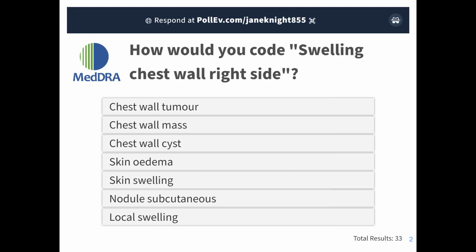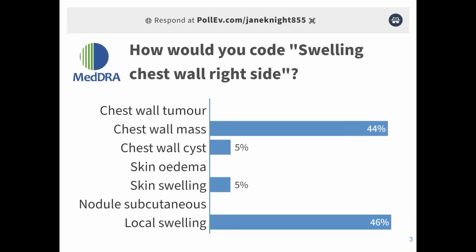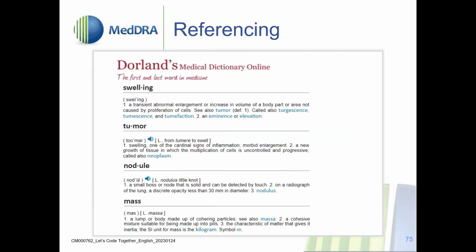So we have quite a number of votes already. Some of you are going for chest wall mass or local swelling. These are the favorite options. Fully agree. Chest wall cyst would be too specific. A cyst is a very clearly defined condition. Skin swelling could be an option. We'll see. So let me close this poll and look into the Dorland's again.